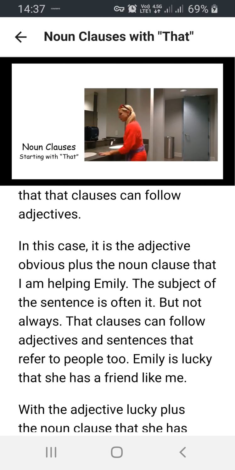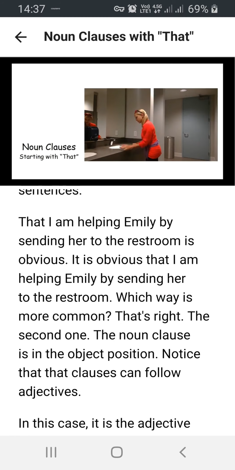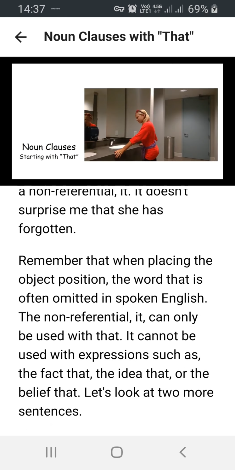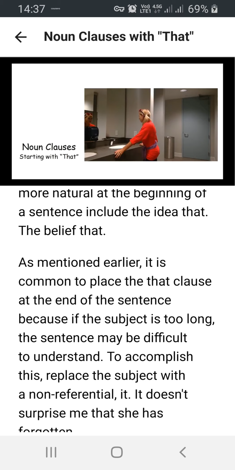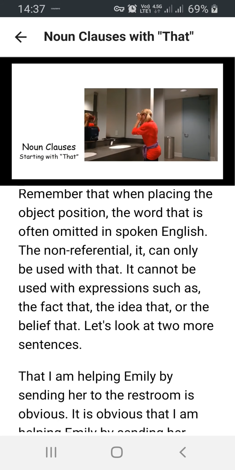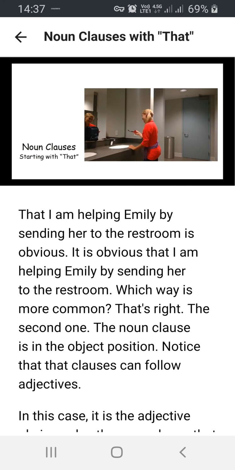Bathroom, sink, but they're not here. Near the sink.